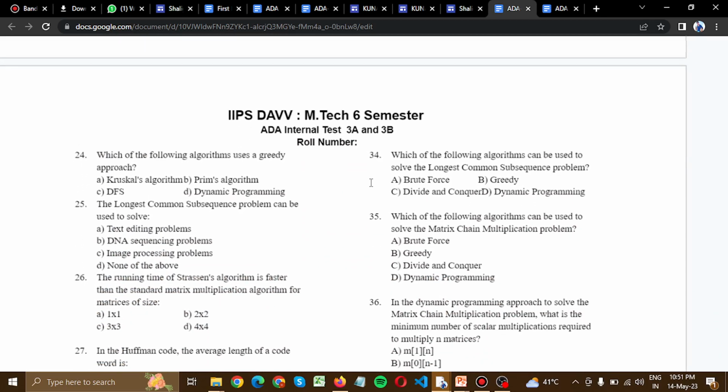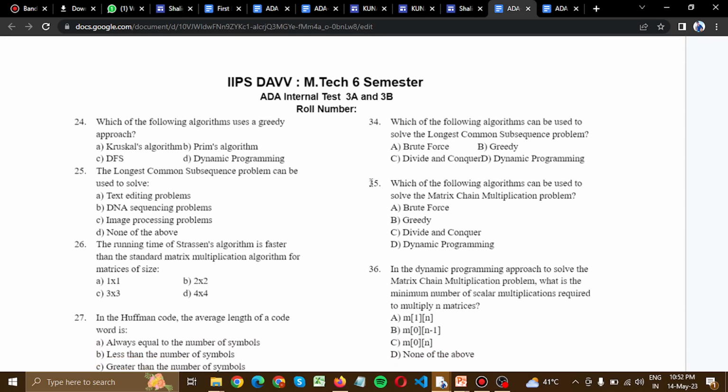Now next question number 24. Which of the following algorithms uses a greedy approach? So the correct answer is option A, Kruskal's algorithm. Kruskal's algorithm uses a greedy approach.